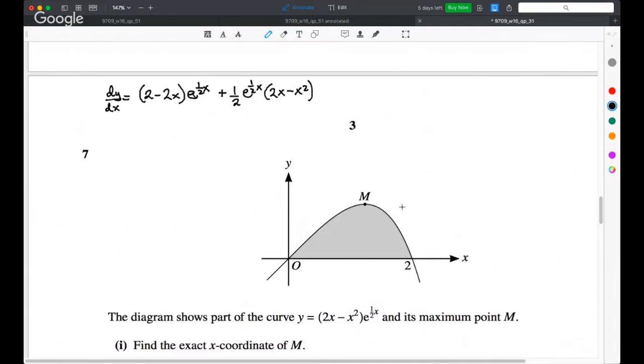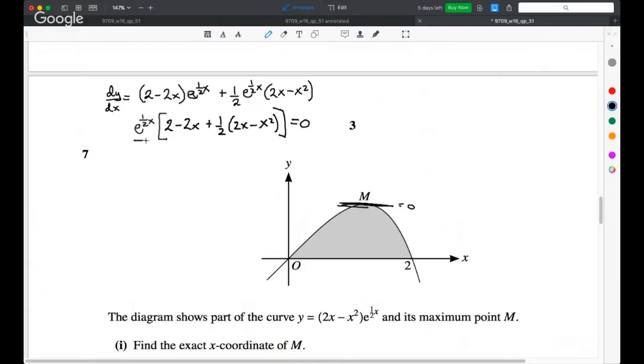So at m, dy/dx, i.e. the slope, is equal to 0. So we end up with e to the 1/2 x. So let's multiply everything by 2. Okay, let's not confuse things. 2 minus 2x plus 1/2 times 2x minus x squared is equal to 0.